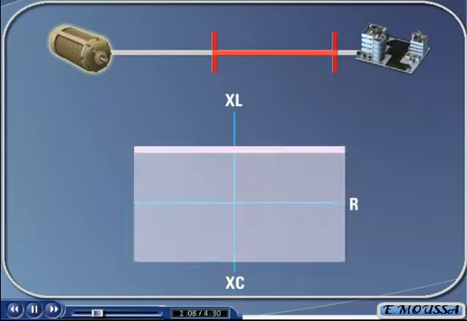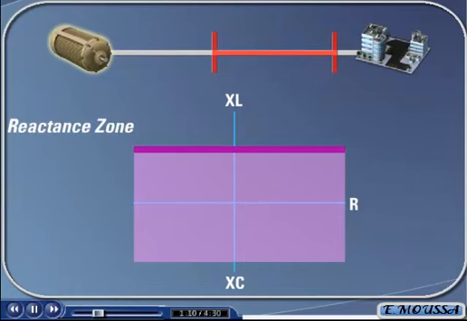The zone of protection shown here is known as a reactance zone. This type of zone is used to detect when the impedance of the fault has a very high resistive component in it.